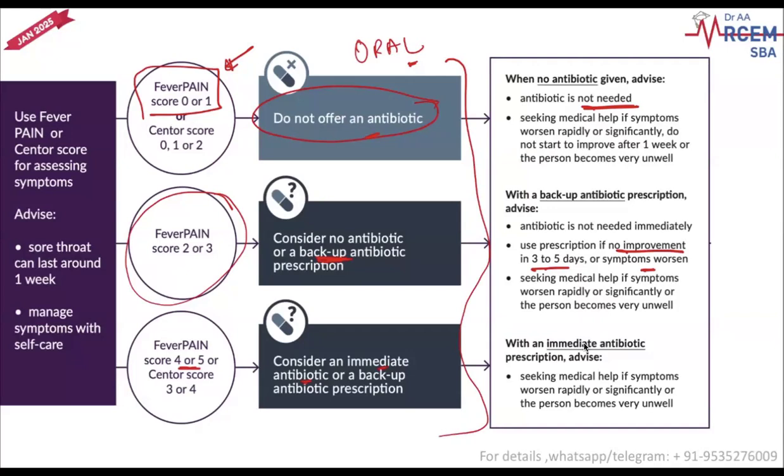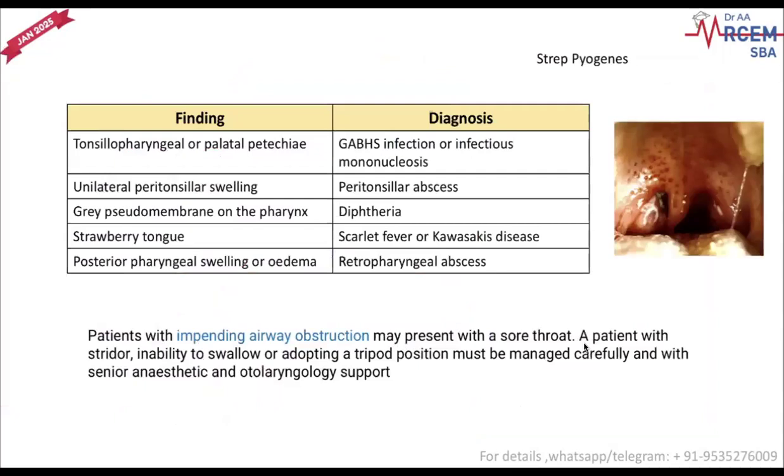What about Centor criteria? In Centor score, you can either prescribe them the antibiotics or not prescribe them the antibiotics. There is nothing in between where we give a backup antibiotic. For example, if the Centor score is 0, 1 or 2, then we just go ahead and tell them that antibiotic is not required. If the Centor score is 3 or 4, you go ahead and prescribe the antibiotics.